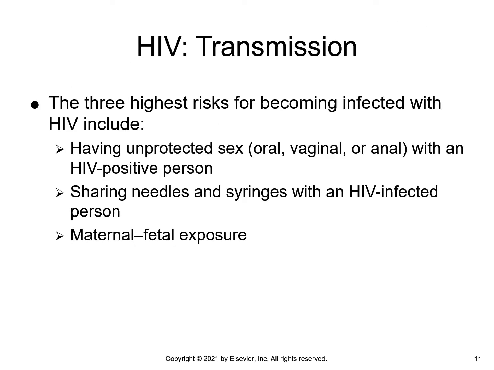A CDC report in 2018 stated that more than 1.1 million people in the United States are living with HIV infection, and that 1 in 7 are unaware that they're even infected. The only mode of transmission is by exposure to HIV-infected blood, body fluids, or tissue. Any break in the skin or mucous membrane is an entry portal for HIV. The highest risk factors for becoming infected with HIV are having unprotected sex, sharing needles and syringes with an HIV infected person, and maternal fetal exposure.